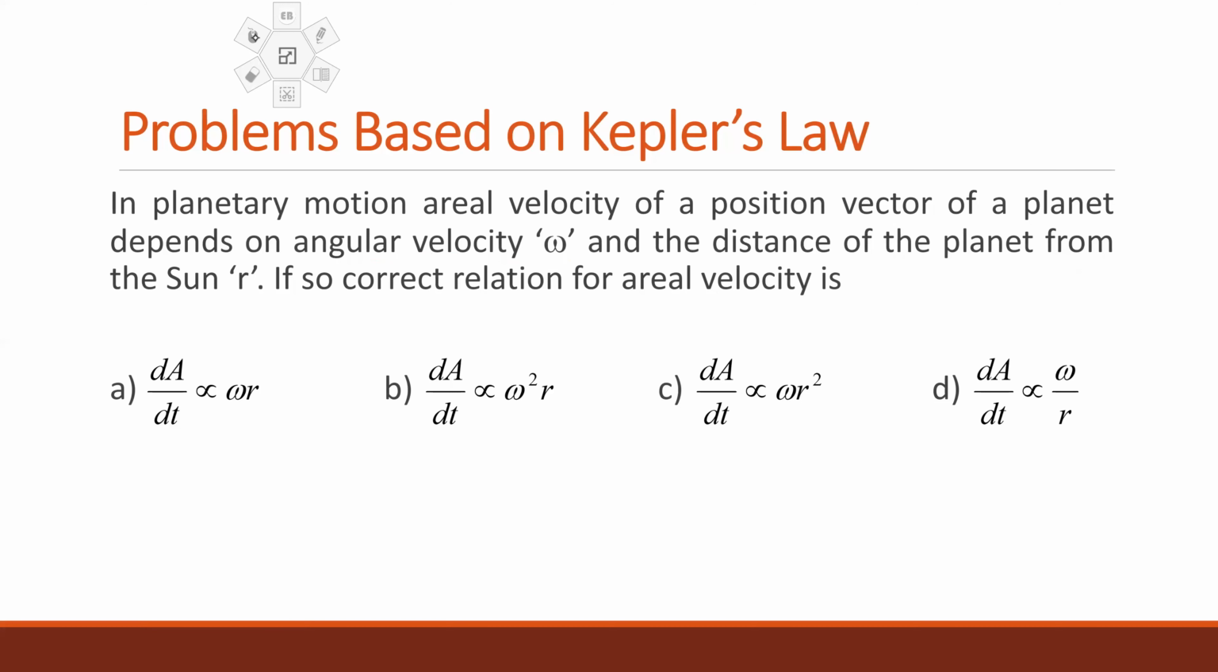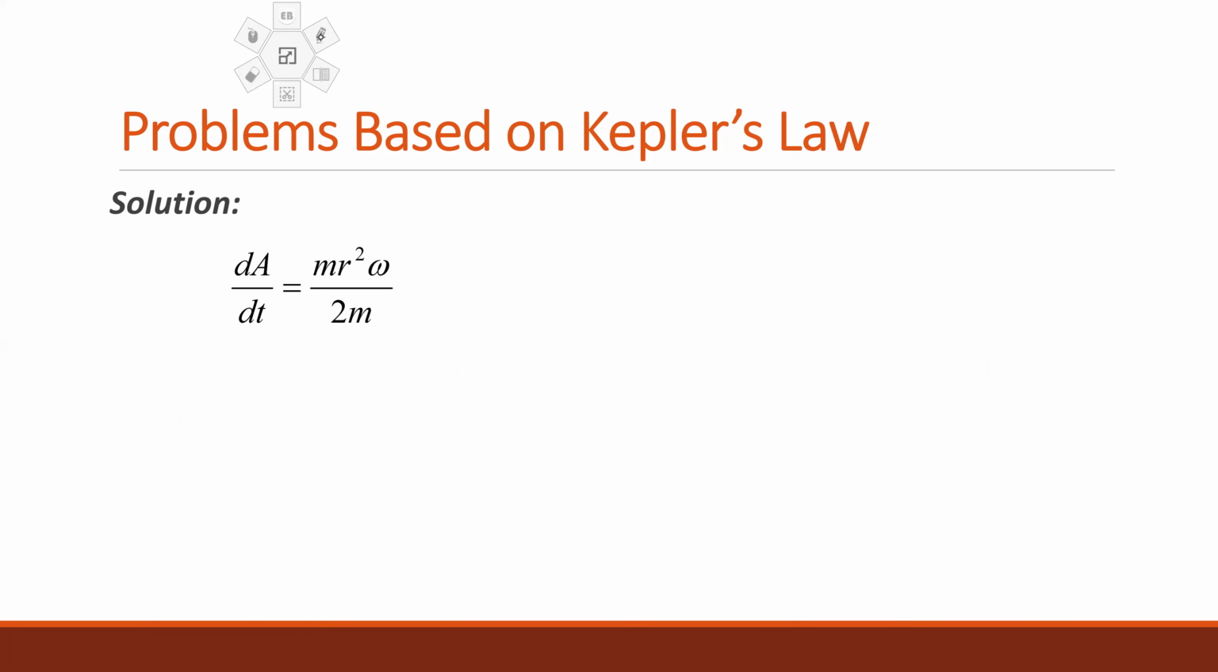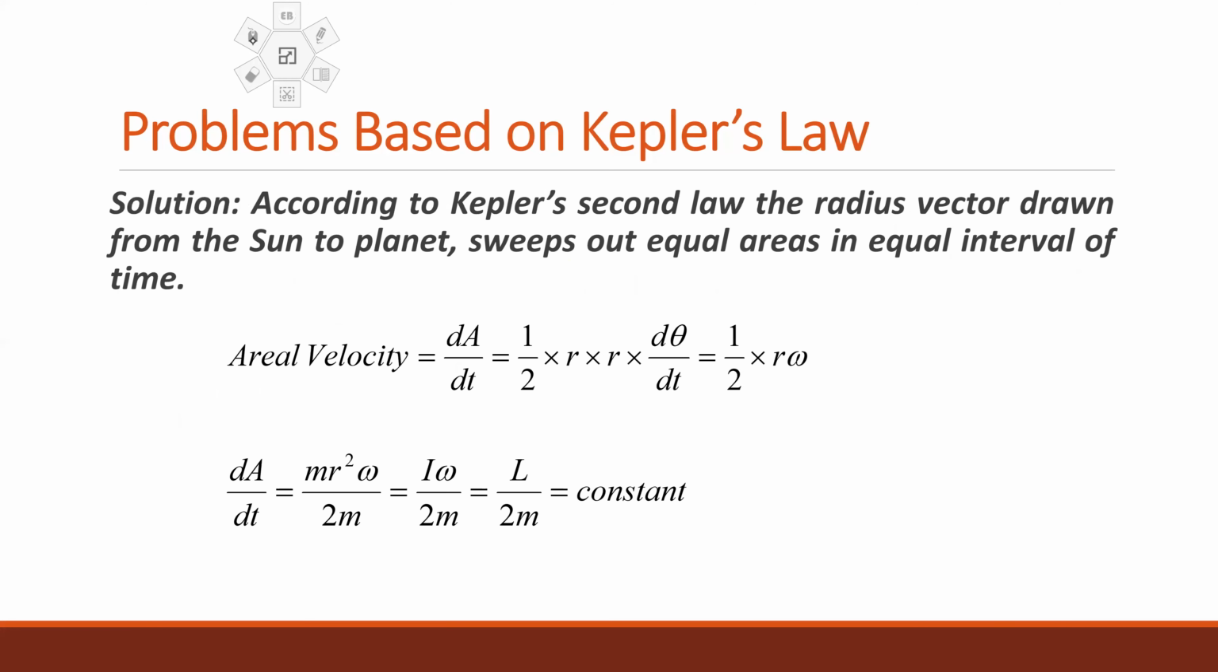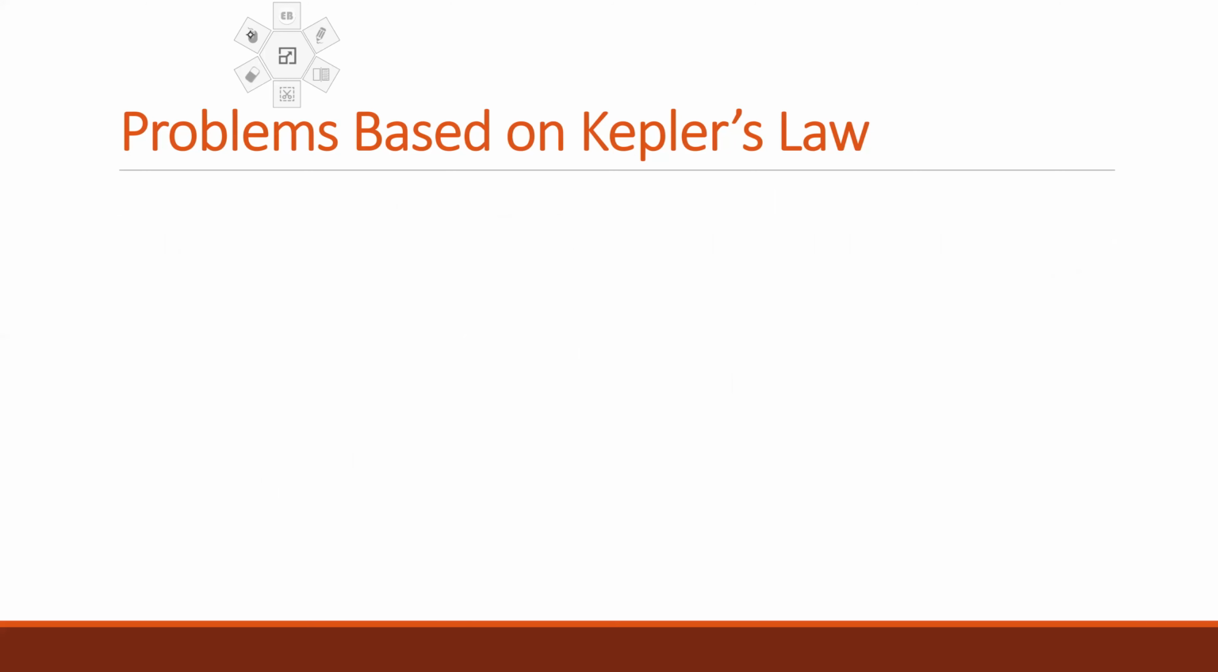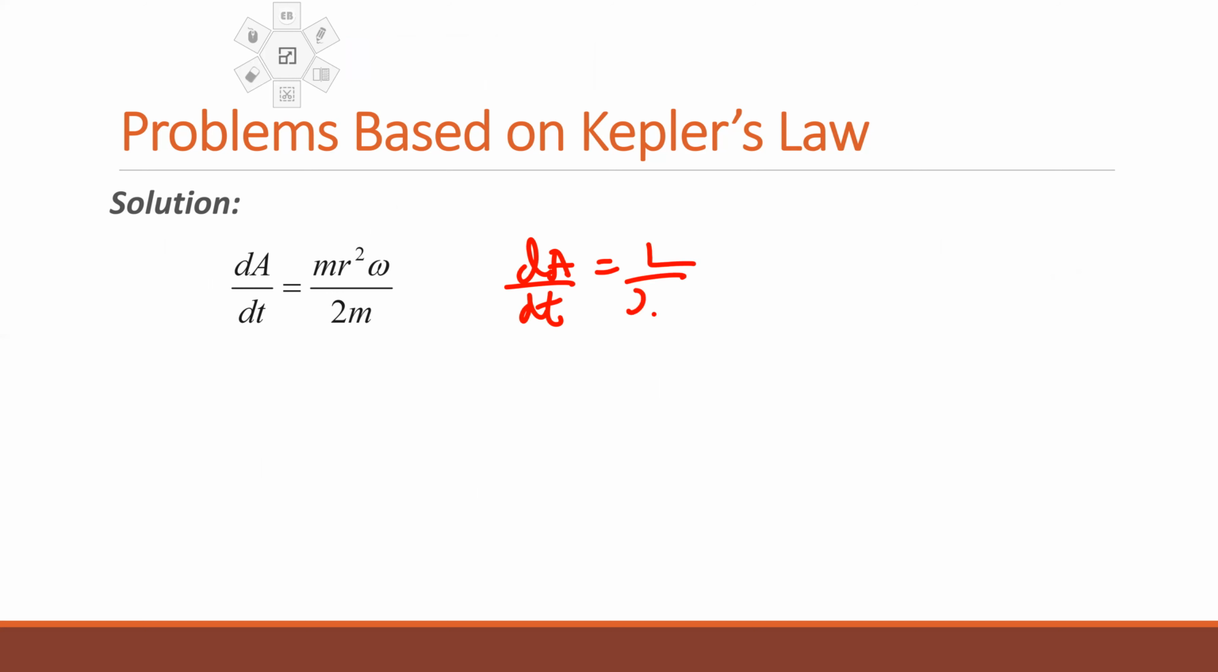Now here, I already told you, dA by dt equal to L divided by 2m. We know that. I told you this equation several times. Is it not this? dA by dt equal to L divided by 2m. What is L here? Angular momentum L equal to mv into r.